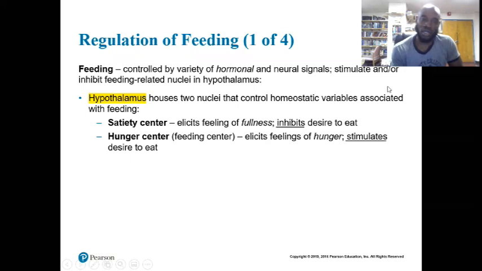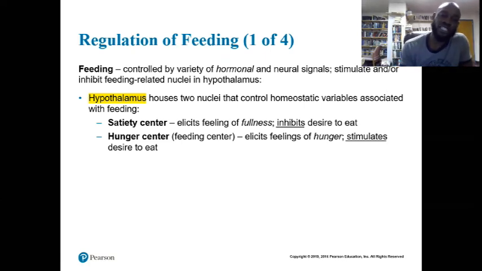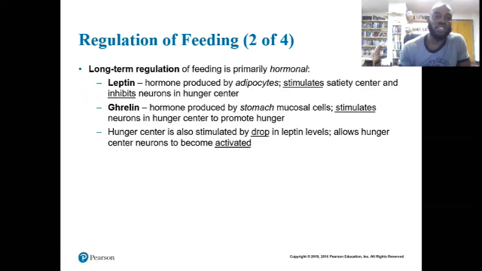Feeding is controlled by a variety of hormonal and neural signals that stimulate and/or inhibit feeding-related nuclei in the hypothalamus. So your hypothalamus houses two nuclei that control homeostatic variables associated with feeding. Remember, homeostasis, keeping everything constant. Your satiety center elicits feelings of fullness, and your hunger center elicits feelings of hunger. Very simple. This is in your hypothalamus.